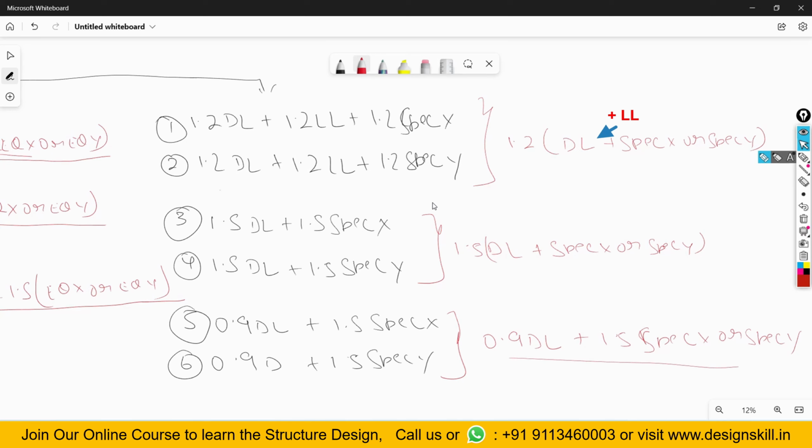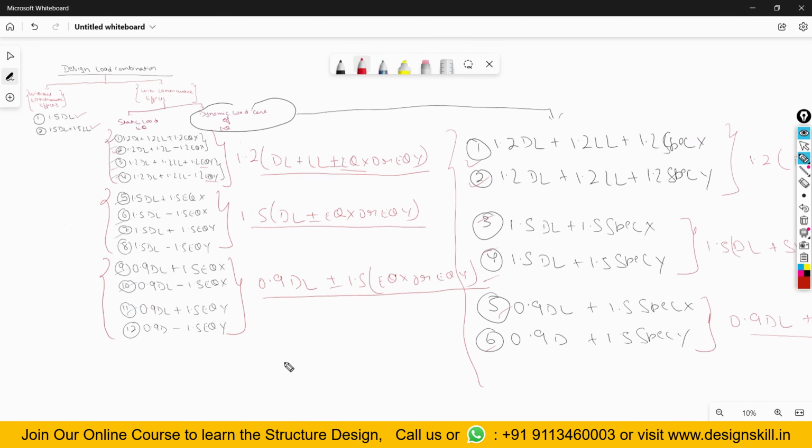So in the ETABS software you have to define all the 6 load combinations for defining the dynamic load combination. So the total load combination, if you count static plus dynamic, will be 18 load combinations. 12 will be static and 6 will be dynamic. So 6 plus 12 is 18 load combinations.